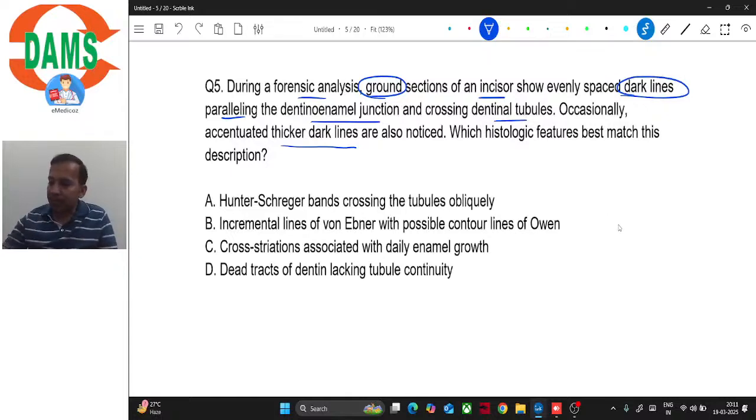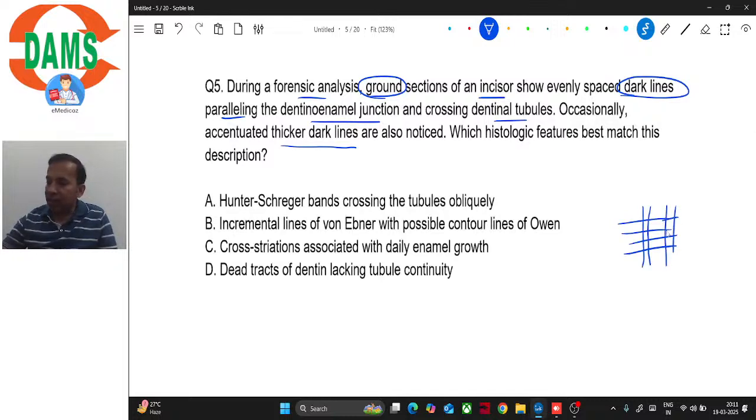So there are lines which cross the dentinal tubules, isn't it? Let's say these in red are the dentinal tubules, the blue ones are the dark lines, and then here we have the DEJ, right? And in between these lines we also have some dark lines, right?